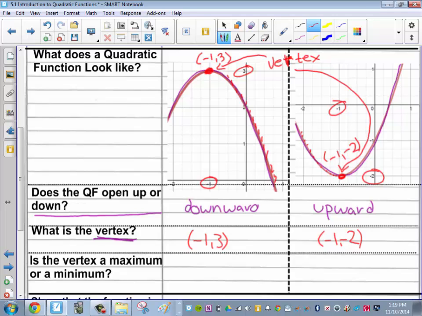And the next question: we found the vertex, yes, is the vertex a maximum or a minimum? Well, let's look at this one. Is it the highest point on the function or the lowest point? Well, to me, that's a max right there. That's the highest point on the function, so it's the maximum. I just wanted you to notice that the vertex on a quadratic that opens downward will give you a maximum, and one that opens upward, like this one, the vertex will give you a minimum.